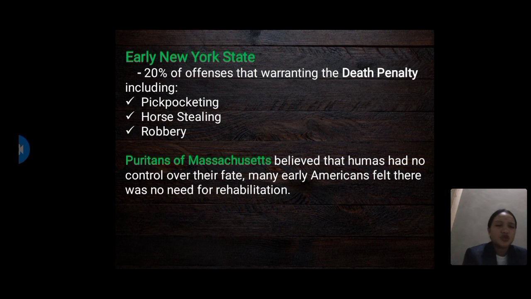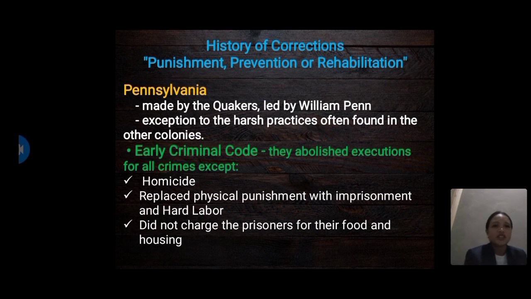Puritans of Massachusetts believed that humans had no control over their fate. Many early Americans felt there was no need for rehabilitation. Pennsylvania was founded by the Quakers, led by William Penn. So, their early criminal code abolished execution for all crimes except homicide, replaced physical punishment with imprisonment and hard labor, and did not charge the prisoners for their food and housing.